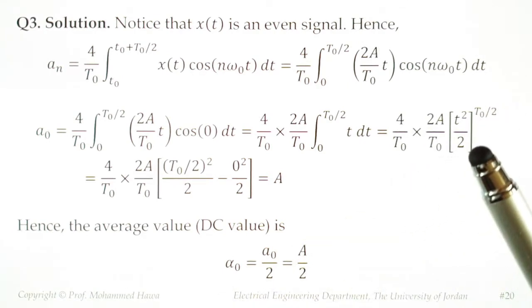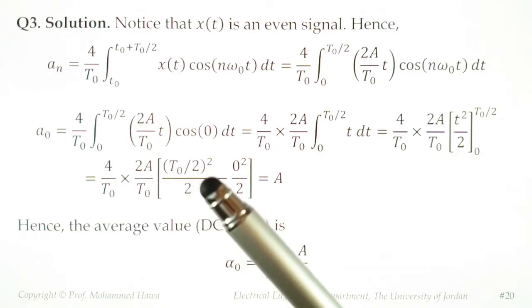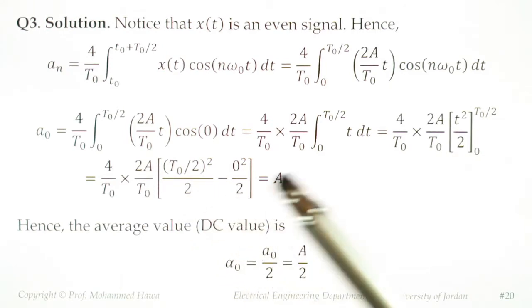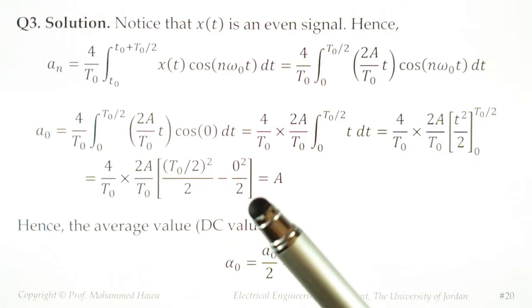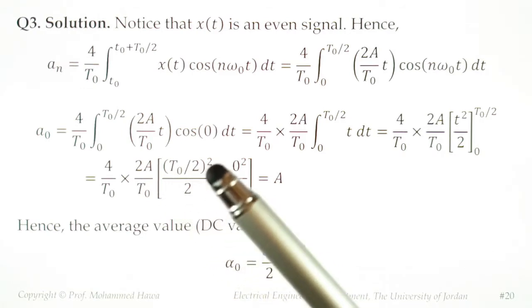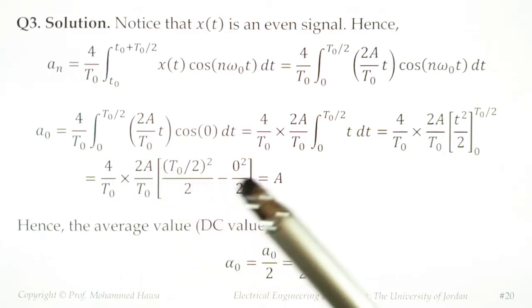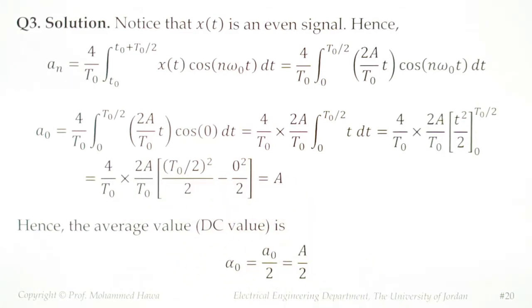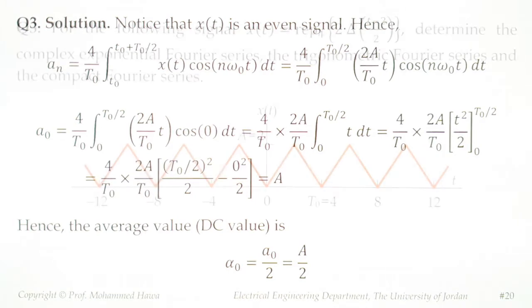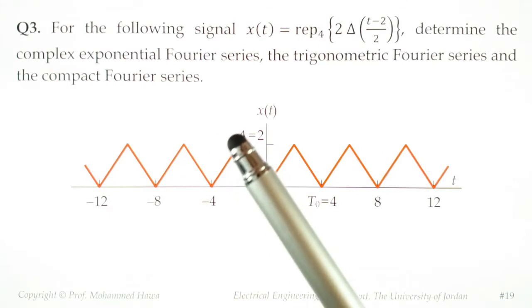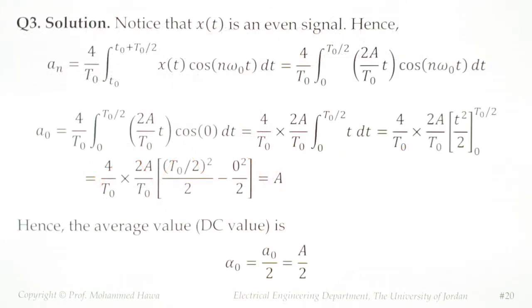If I substitute the limits, see here t naught over 2 square over 2 minus 0 square over 2, I'll notice that t naught square cancels out. The 2 square cancels out with the 4, and the 2 cancels out with the 2 here. I am left with A. So a naught is equal to the amplitude A.